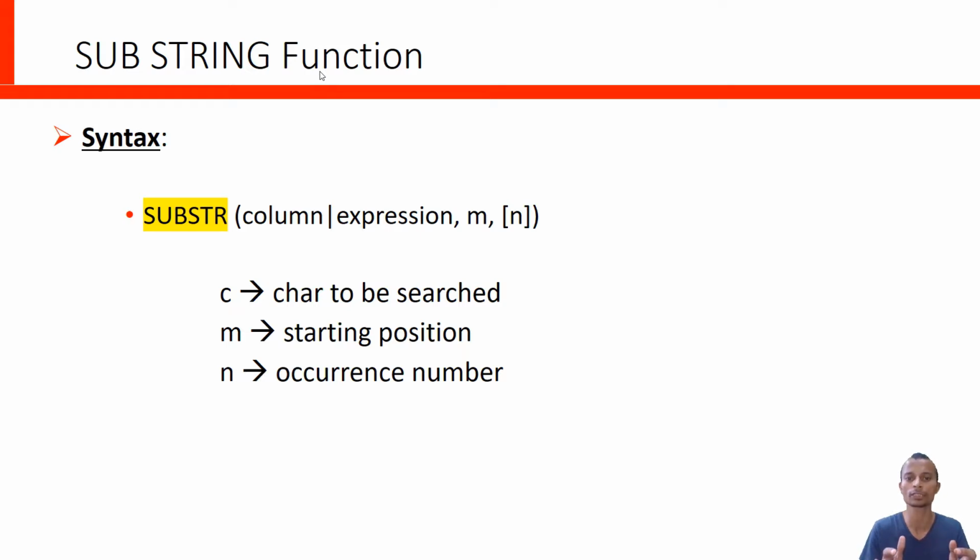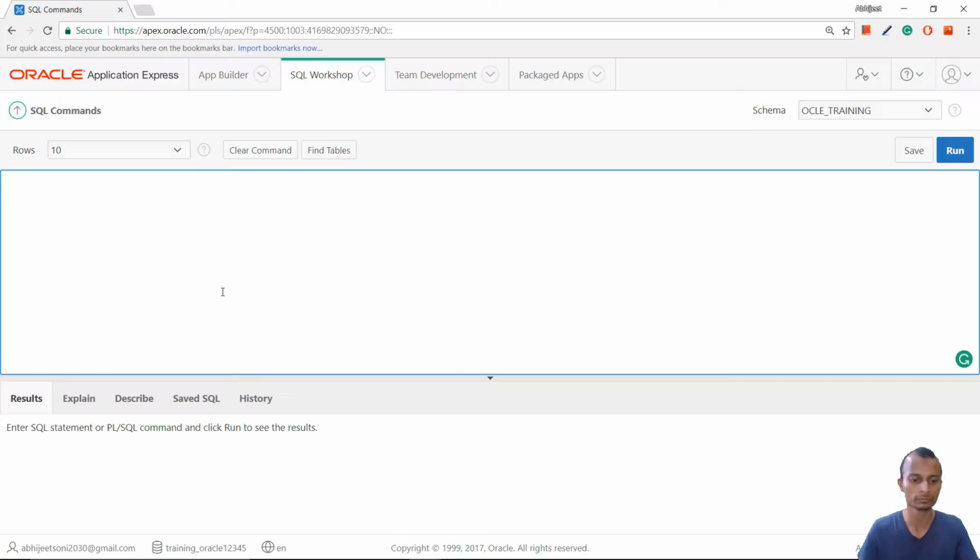If m is positive, Oracle counts from the beginning of the string to find the first character. If n is omitted, Oracle returns all characters to the end of the string. If n is less than 1 or 0, a null is returned. Now let's have a look at a few examples.